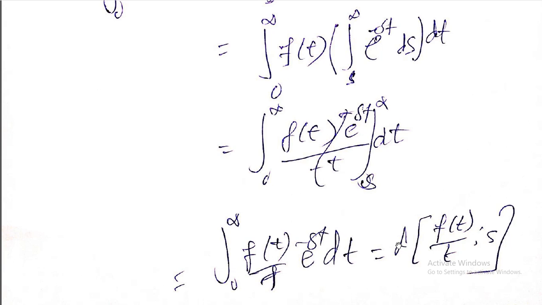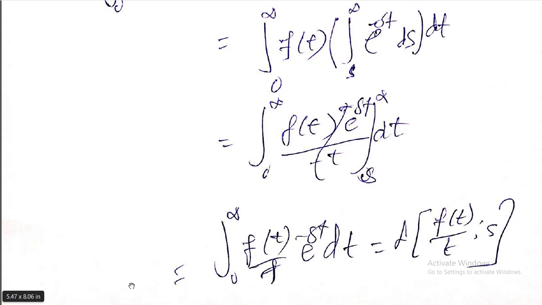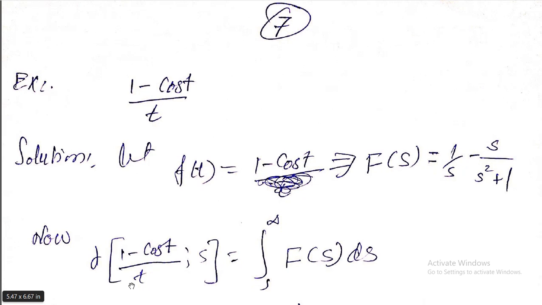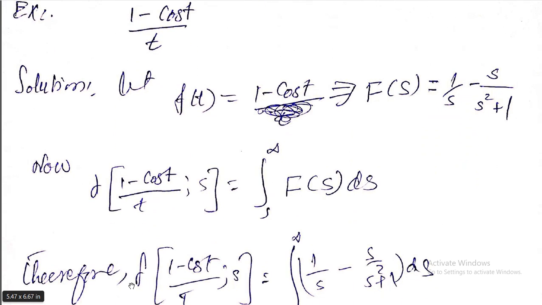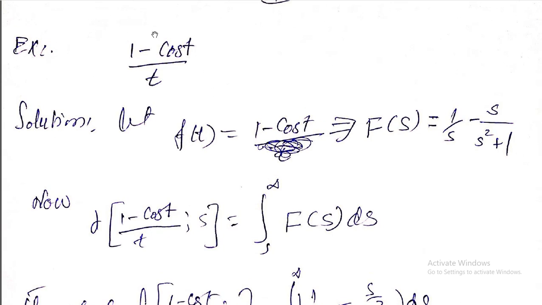So when we have to find the Laplace of f of t divided by t, that will be equal to the integral of F of s ds, with limits from s to infinity. For example, the numerator is a function of t, and it has been divided by t. So how do we find the Laplace without using the definition and the complex procedure? We will use a formula which has been derived in the above example.